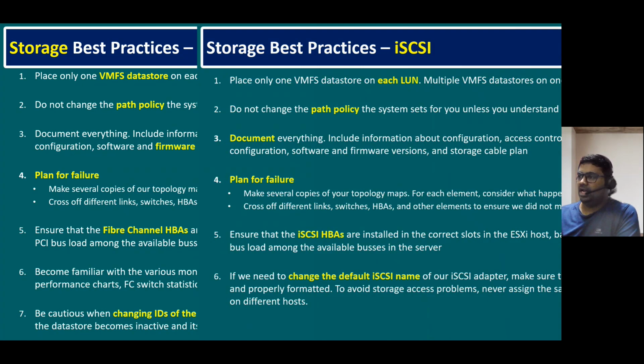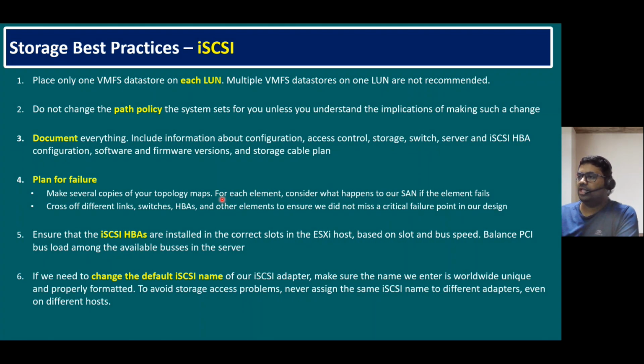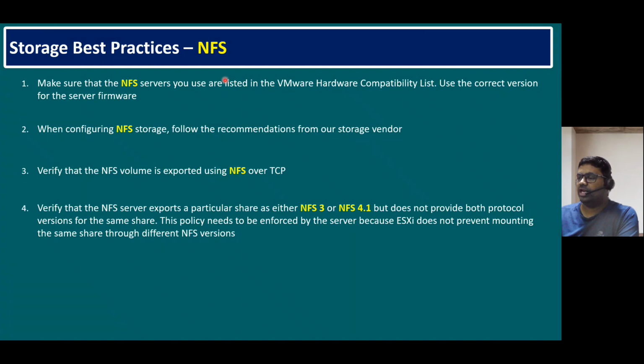Similar to iSCSI, it's almost the same as FC SAN; only the protocol is different, but the configuration part is the same as FC SAN. When it comes to NFS, here also only the protocol is different. Make sure the NFS servers are listed in the VMware hardware compatibility list. When you plan to use NFS, we need to validate whether this NFS is compatible with our ESXi 7.0 and vCenter 7.0. And when configuring NFS storage, follow the recommendations from the storage vendor.